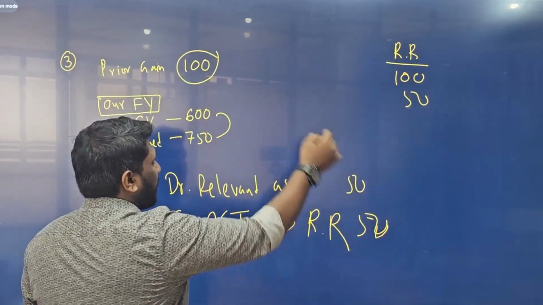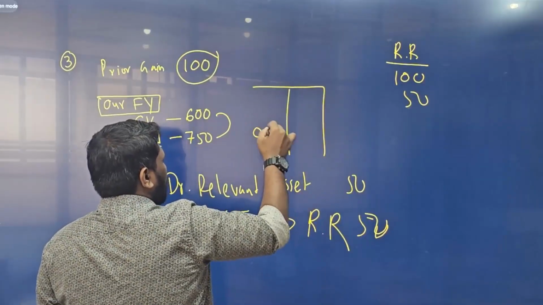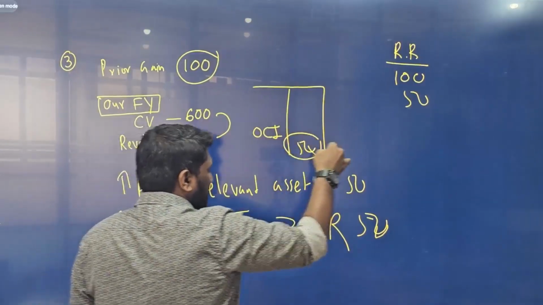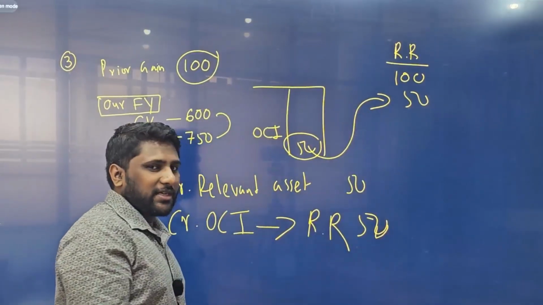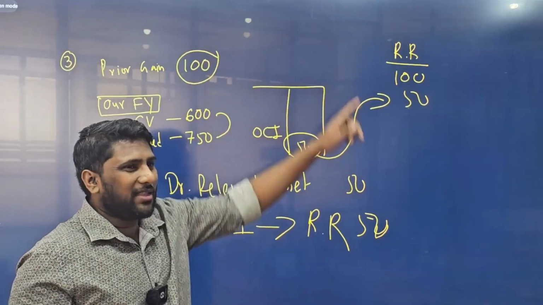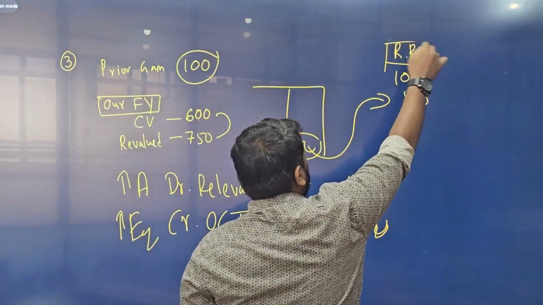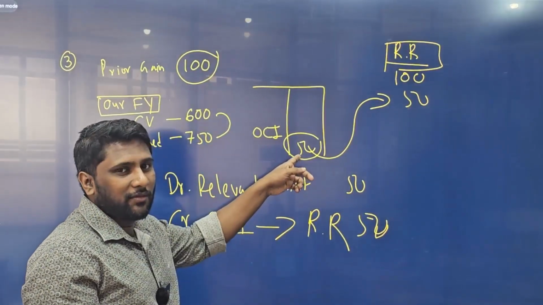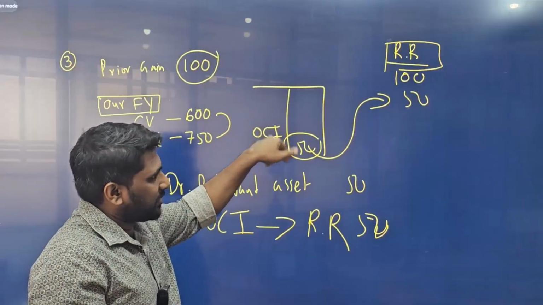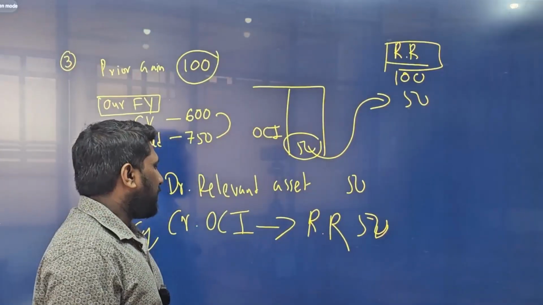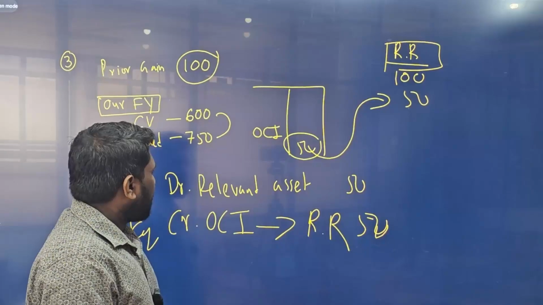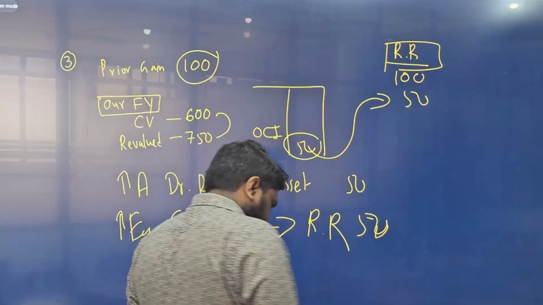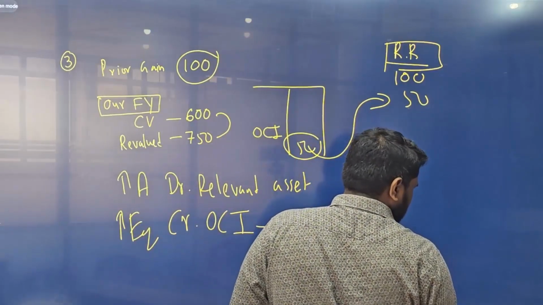So first you have to put it to the OCI. That 50, later at the end of the year, Mr. OCI will go and give it to Mr. Revaluation Reserve. You can't go and meet Mr. Revaluation Reserve. He's a big person. So you can always deal with Mr. OCI. You go and give it to Mr. OCI. He will go and give it to Mr. Revaluation Reserve. So same as question number 1. Next one.